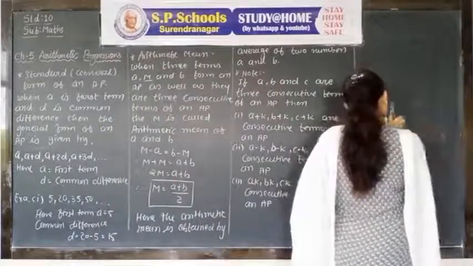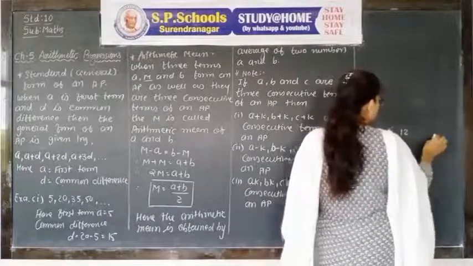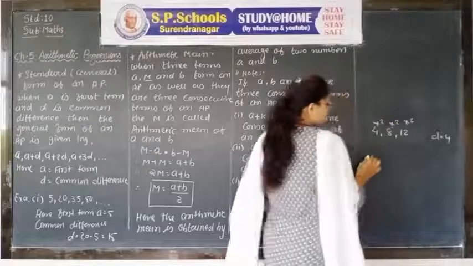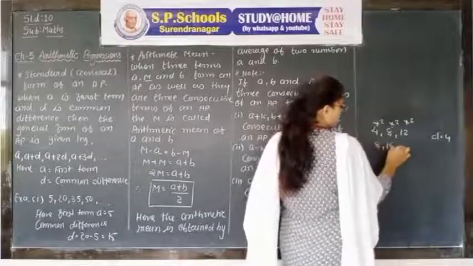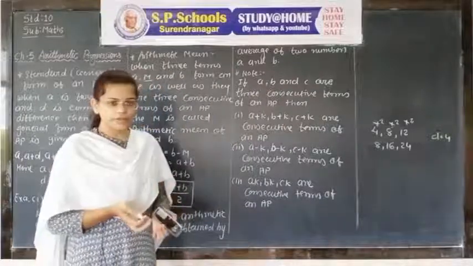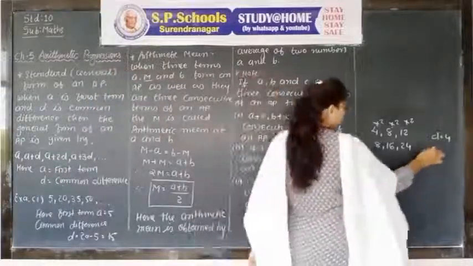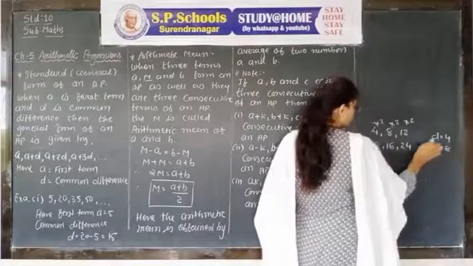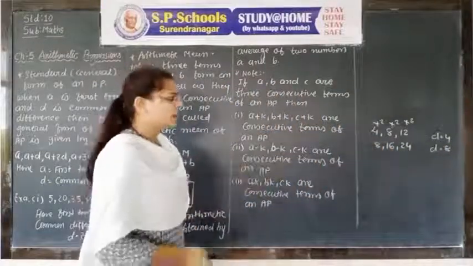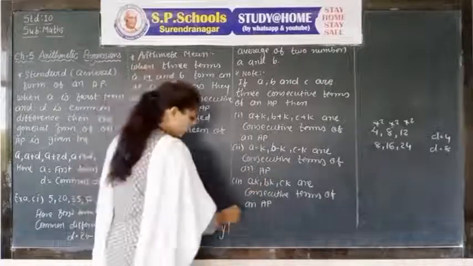For that, again we take the same example. If we multiply these 3 terms by 2, 4 2s are 8, 8 2s are 16, 12 2s are 24. Here the common difference will be changed. The common difference here is D equals 8.